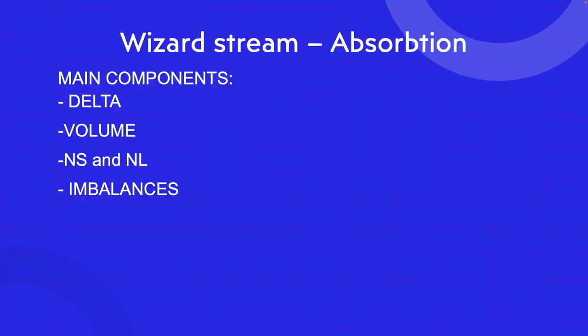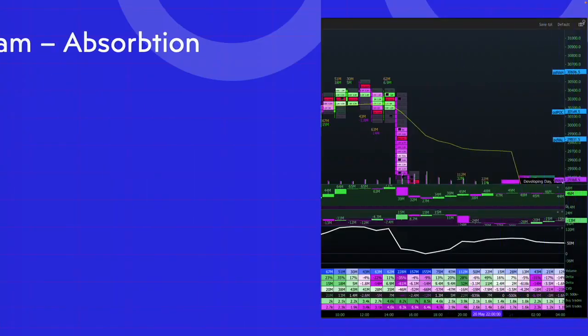Obviously, you're here to learn about absorption. So the main components that we're going to use will be the delta, the volume, net shorts and net longs, and imbalances. These are really the main things that I use with absorption, and you can be really precise by using these tools. So we're going to start with this.